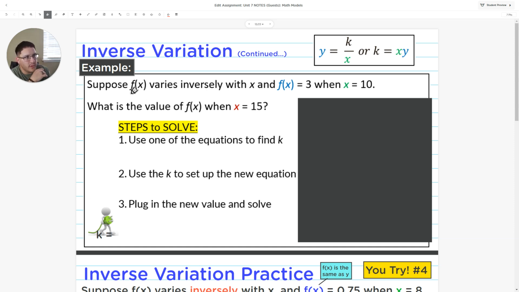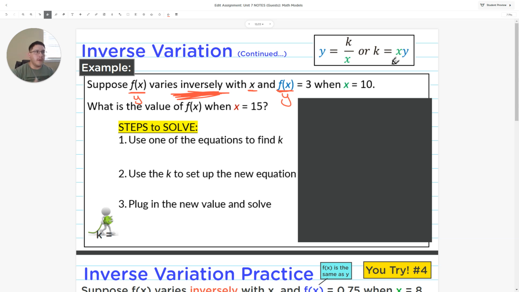Suppose f of x, which is another way of saying y, varies inversely with x, and y, or f of x, is equal to 3 when x is equal to 10. What is the value of f of x when x equals 15? So, varies inversely gives us the hint that we're going to be using these two equations: y equals k divided by x, or k equals xy.